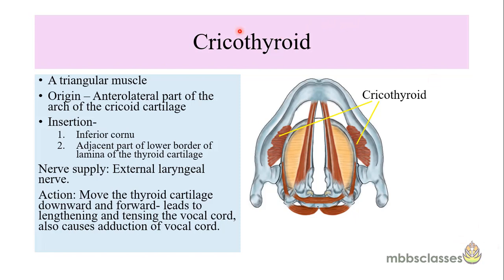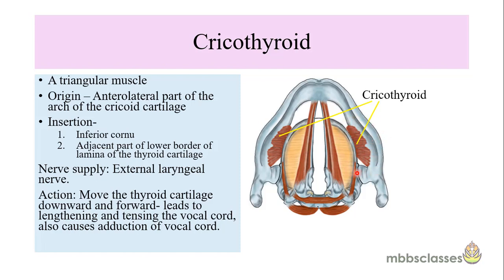So the cricothyroid muscle is a triangular muscle. You can see here, the origin is the anterolateral part of the arch of the cricoid cartilage. This is the arch of the cricoid cartilage, and it arises from its anterolateral part and is inserted over the inferior cornu and the adjacent part of the lower border of the lamina of the thyroid cartilage.